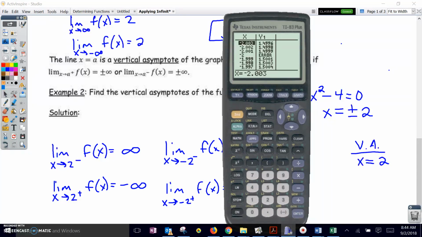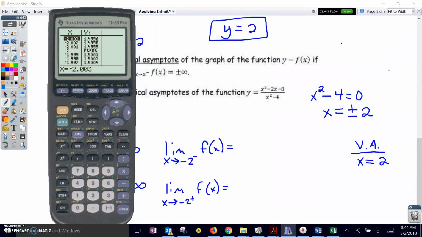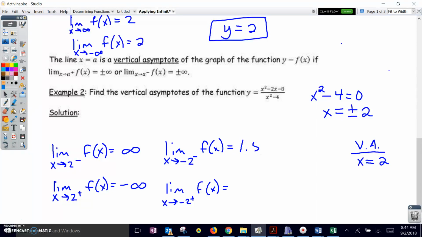And you see that for both of those, the limit is approaching 1.5. So that means that there isn't a vertical asymptote at x equals negative 2. There's going to be what we call a removable discontinuity there, but we'll get to that later. Okay? So in this case, the only vertical asymptote is at x equals 2.